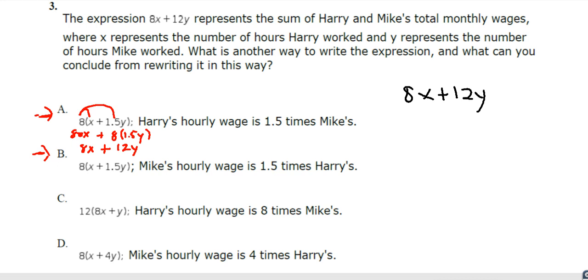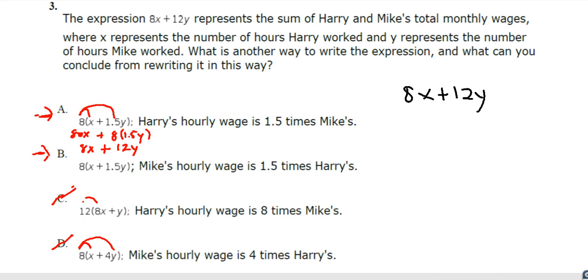12 times the 8x, no, because that would give me 96x. So that's not right. 8 times x plus 4 times y. 8 times x is 8x, but 8 times 4y is 32y. So that's not right. So we have to look at these two, A and B, to see which one is. So we're told here that Harry's hourly wage is 1.5 times Mike, or Mike's hourly wage is 1.5 times Harry.